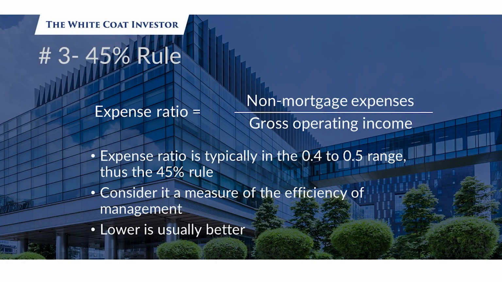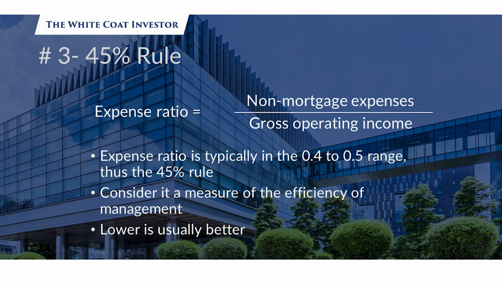The expense ratio is simply the non-mortgage expenses divided by the gross operating income. So think about that. The non-mortgage expenses divided by the gross operating income. So a typical expense ratio is in the 0.4 to 0.5 range, thus the 45% rule. That basically means 45% of the rent you take in from a property is going to go toward paying your non-mortgage expenses. So the expense ratio is really a measure of the efficiency of management.